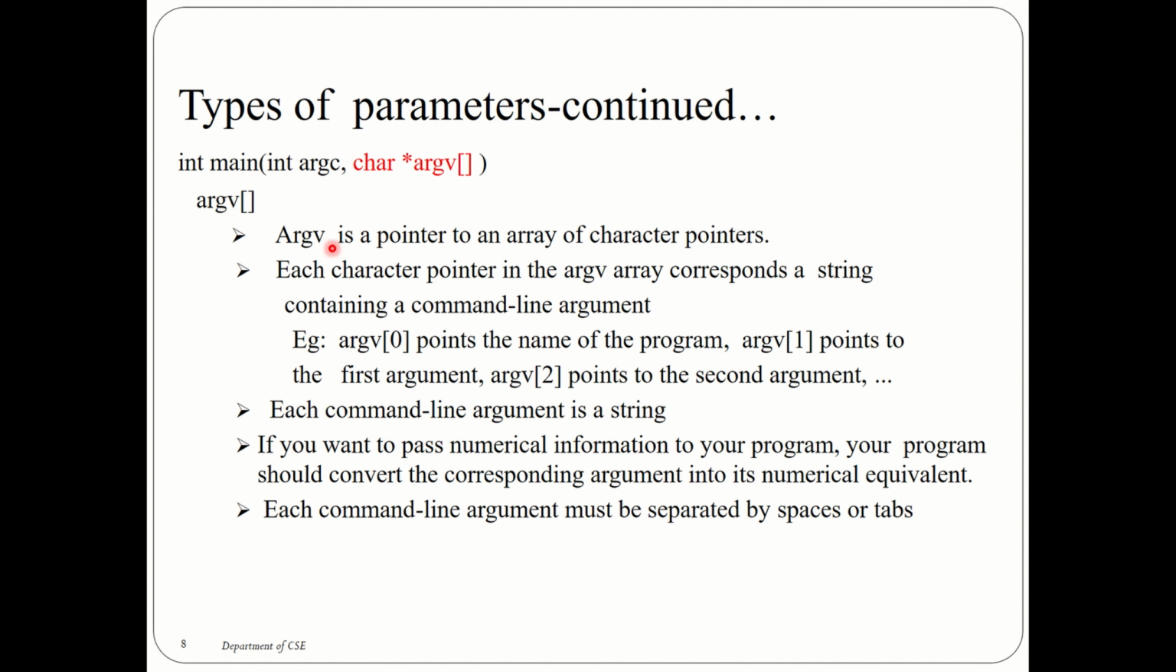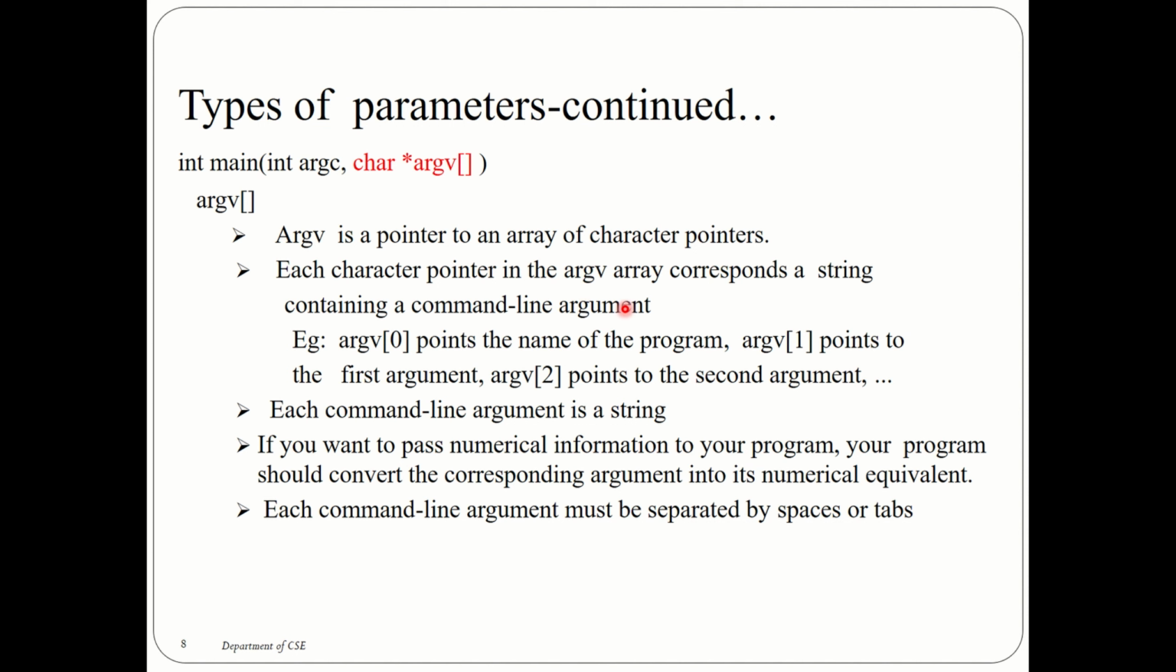Okay. So the second argument is a pointer to an array of character pointers. So basically you have an array, and in that array, each element is what? Again pointers. They are pointers to character. So each character pointer in the argv corresponds to a string containing a command line argument.